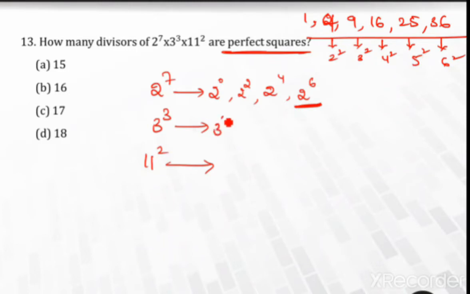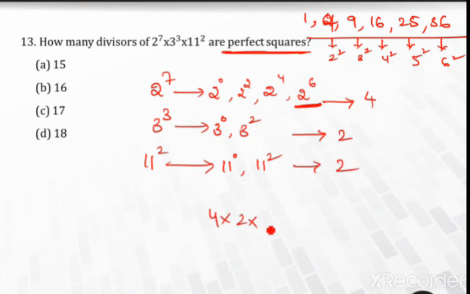Now what about next? 3 power 0 and 3 square, 9. What about 11? 11 power 0 and 11 square. Here we are getting 4 and here we are getting 2. Here we are getting 2. What is 4 into 2 into 2? It will give the result as 16. Answer is option B, 16. Is it understood? Yes, ma'am. Okay, excellent. Moving forward to the next question.